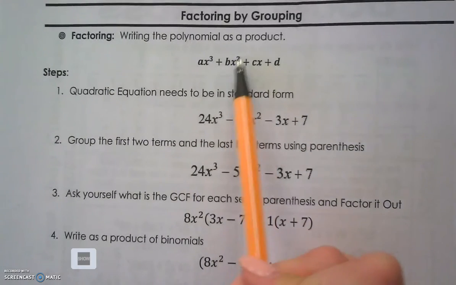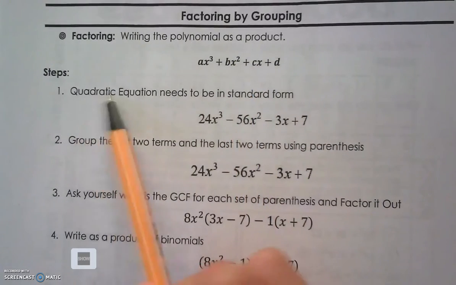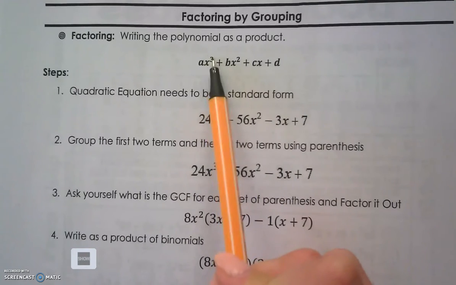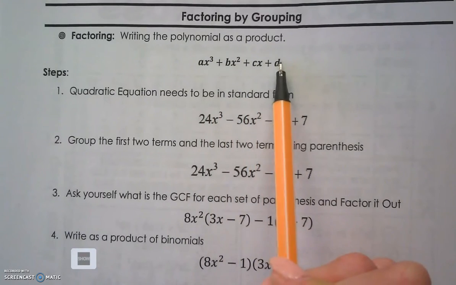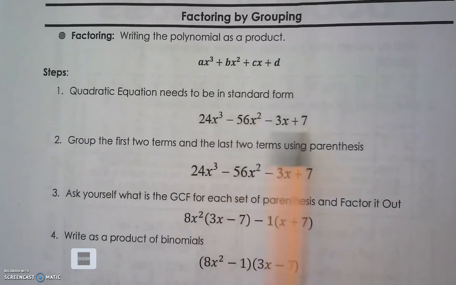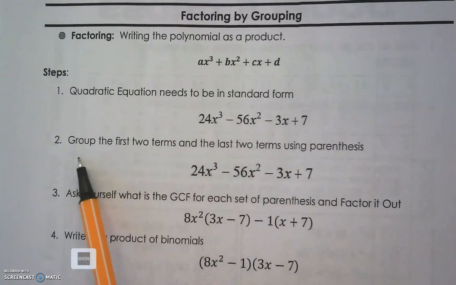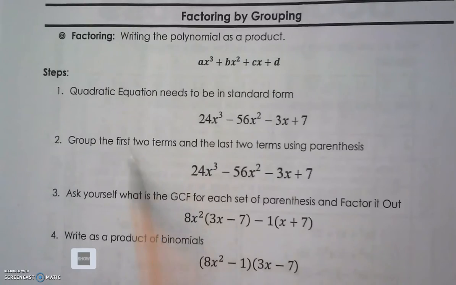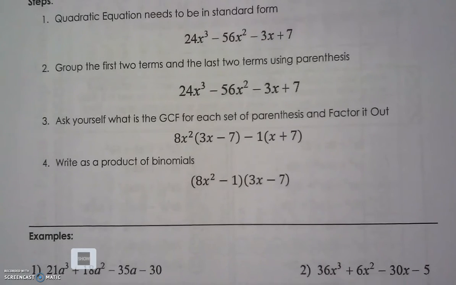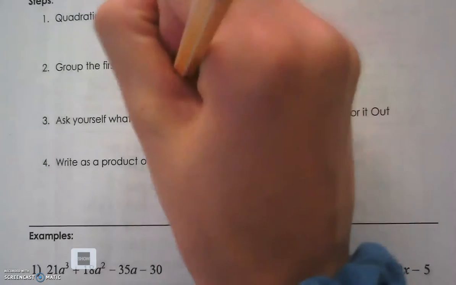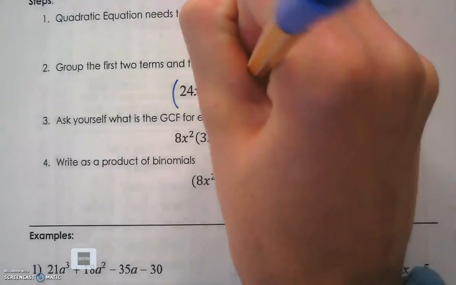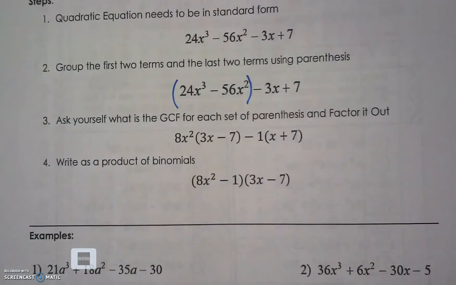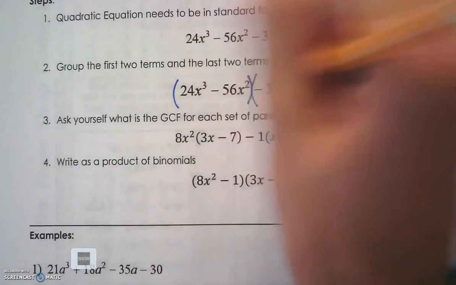This squared part makes it quadratic, but it really is a cubic function with 4 terms. So it's in standard form, greatest exponent to least. We're going to group the first 2 terms and the last 2 terms using parentheses. So I'm going to put a parentheses around these first 2 and a parentheses around these second 2.